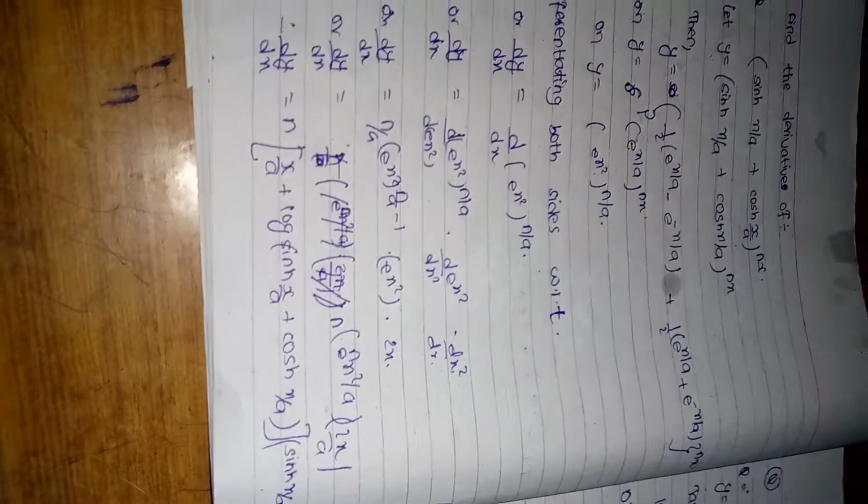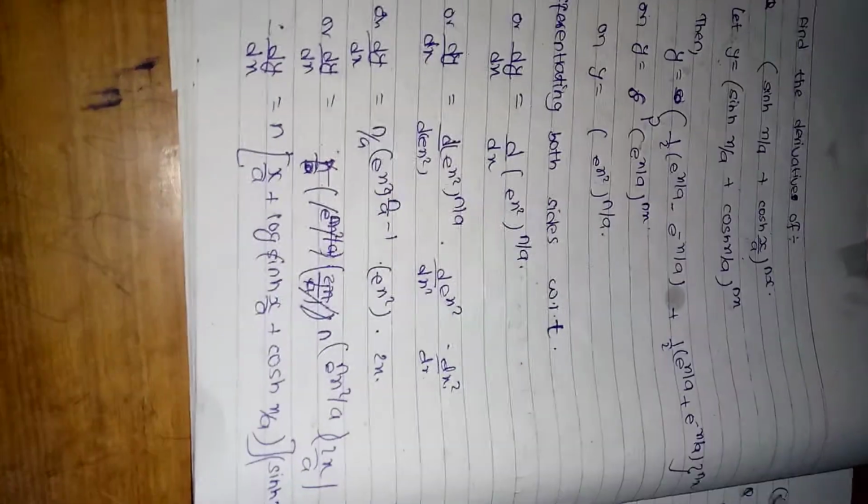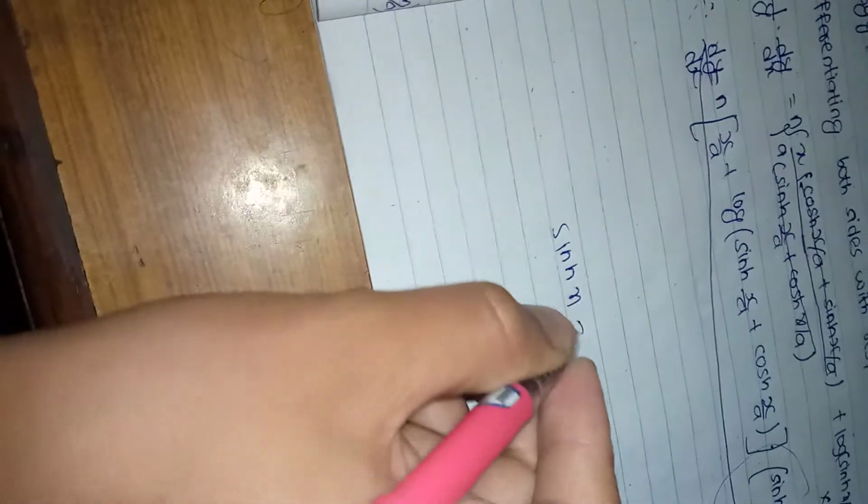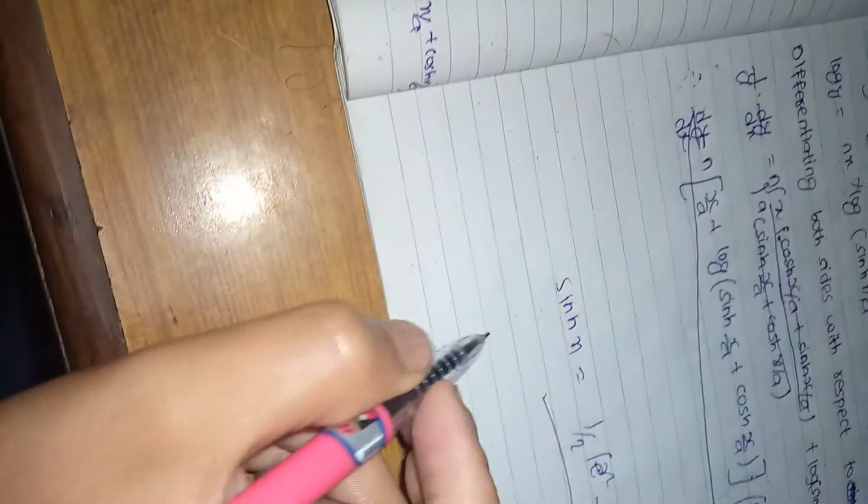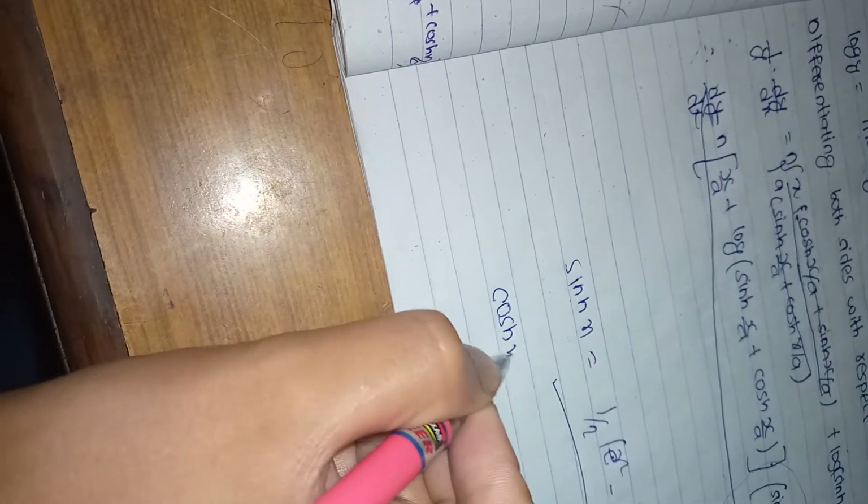Now let's put the value of sinh(x/a). As we know, the value of sinh x is equal to 1 by 2 bracket e to the power x minus e to the power minus x. This one is the value of sinh x. And cosh x has value 1 by 2 e to the power x plus e to the power minus x. This is the value of cosh x.